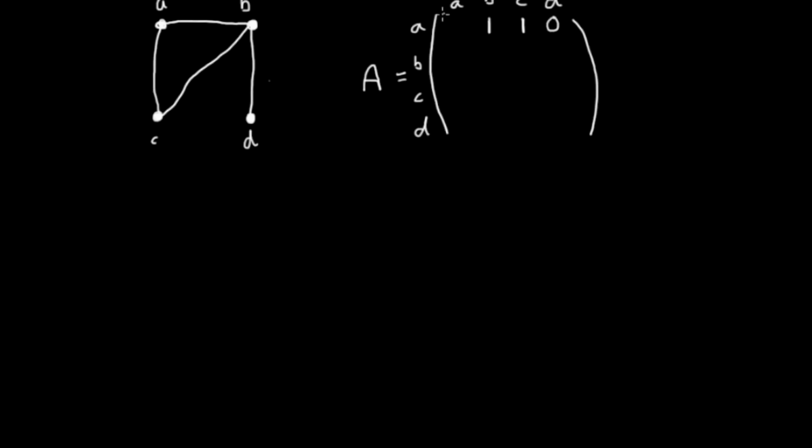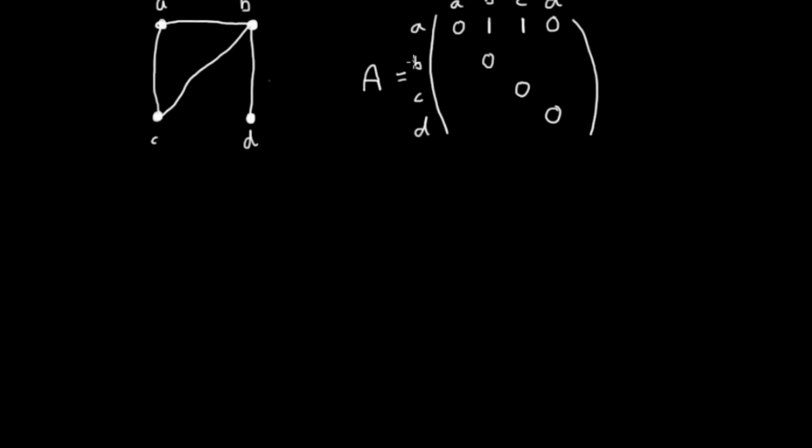Just to make things easy, you might notice that a vertex is never adjacent to itself in this case. So we haven't got any edges looping around back to D here. So on the main diagonal, I'm going to just insert zeros. So A is not adjacent to A, B is not adjacent to B, and so on and so forth.